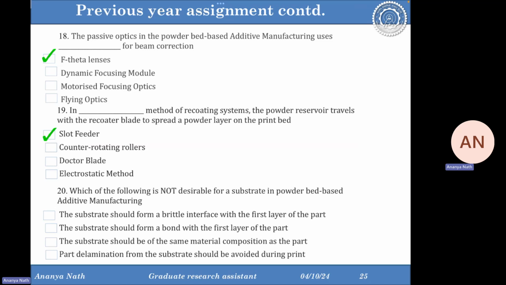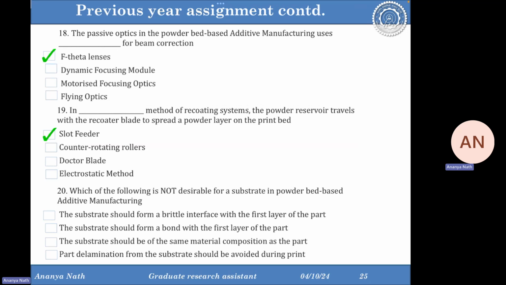The passive optics in powder-based additive manufacturing uses an F-theta lens for beam correction. Question number 19: in a slot feeder mechanism for the recoating system, the powder reservoir travels with the recoater blade to spread the powder layer onto the print bed. And question number 20 is, which one of the following is not desirable for a substrate in powder bed additive manufacturing?